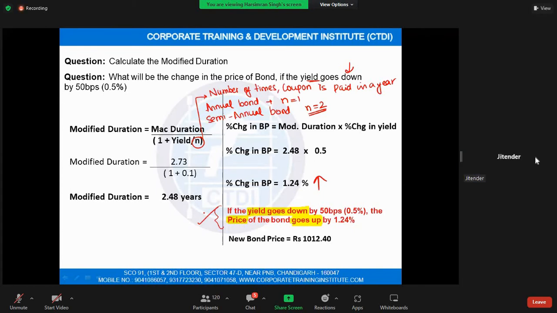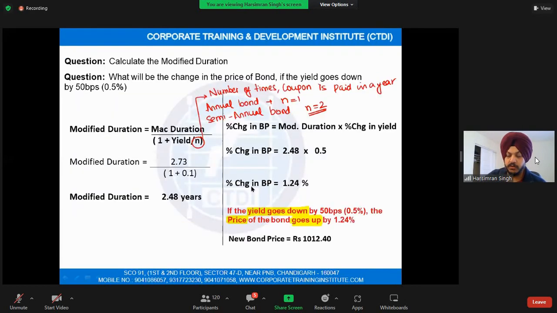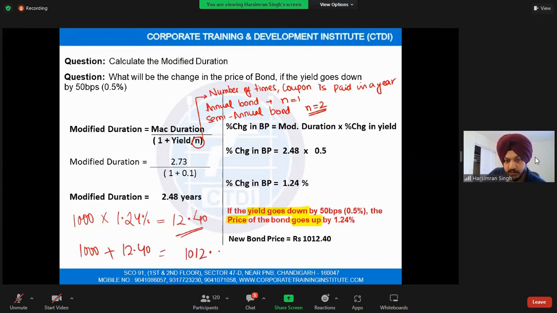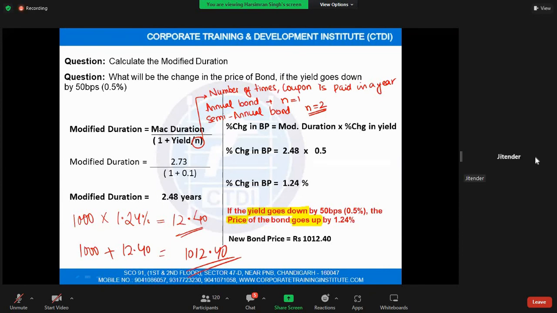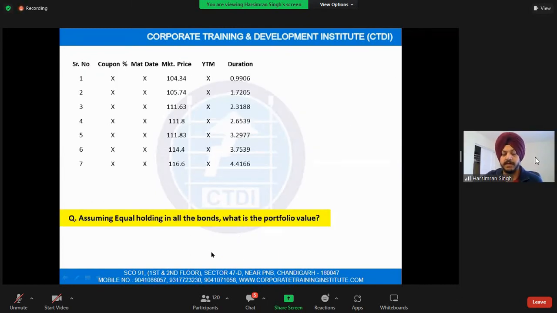Yes, sir. So now what was the old bond price? The bond price was 1,000 rupees. Now with the change in yield, the bond price has increased by 1.24%. So 1,000 rupees into 1.24% is equals to 12 rupees 40 paisa. That means the new bond price is 1,000 plus 12 rupees 40 paisa is equals to 1012.40. Is that clear? Okay, sir. Thank you. Now everybody, this question has come in BFM.